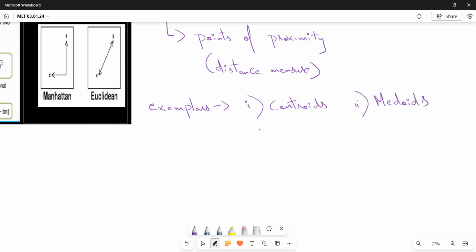So what are these centroids? They help to find the center of mass. And what are these medoids? This will help you to find the most centrally located data point.